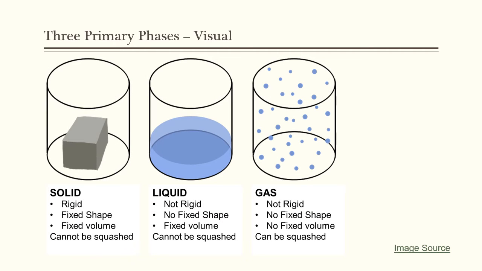All right, here's a visual representation of the three phases. We've got solid over here on the left. Nice rigid fixed shape, fixed volume, you can't squash it. Now you put liquid in the same container. It's not rigid, right? Notice it's no fixed shape, but there is a fixed volume. This area above it is not liquid. And then a gas, you put it in the same container. It's not rigid or fixed in shape, and the volume is just whatever the volume of the container it's in. And this can be squashed.